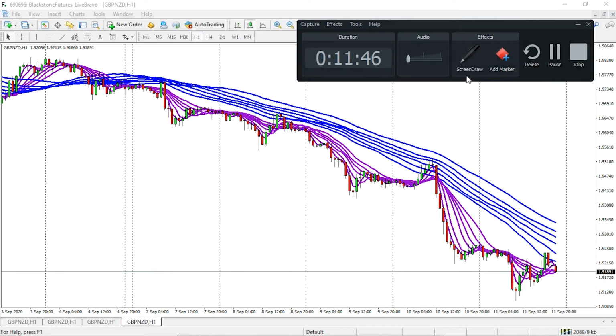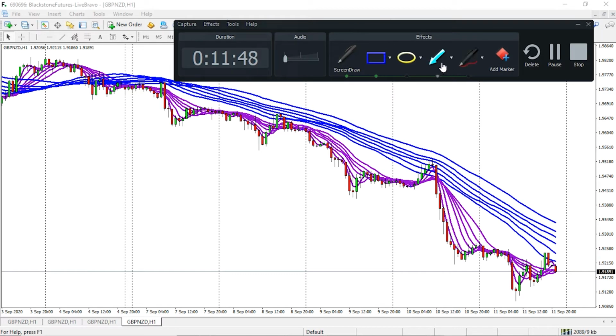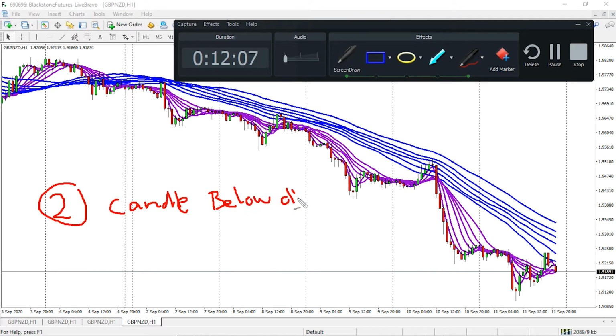Okay, second parameter that we are looking for here is we want a candle close below all moving averages. Okay, so we don't want a nice big candle, and we jump the gun and we get pretty excited taking a trade.